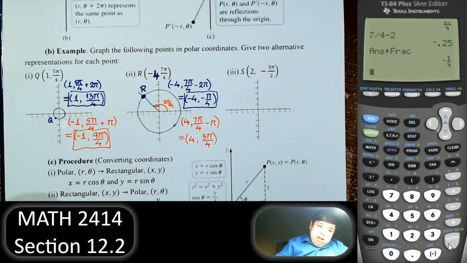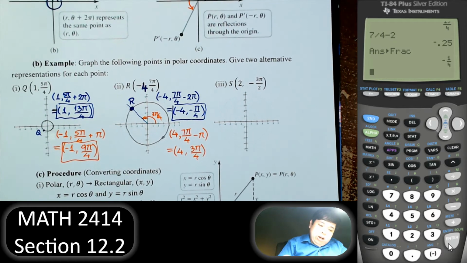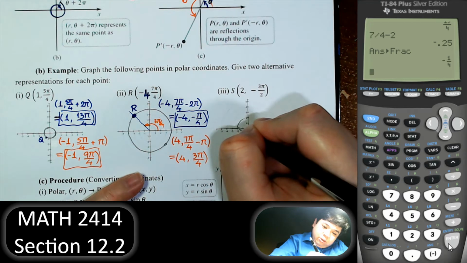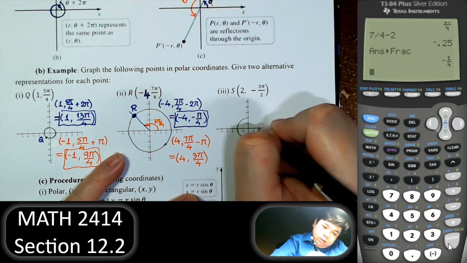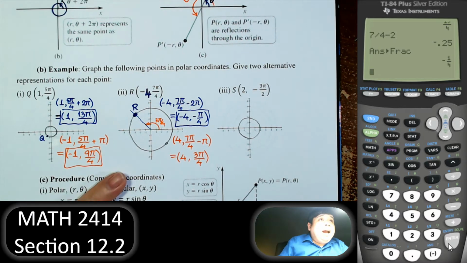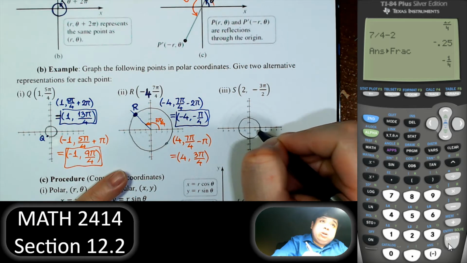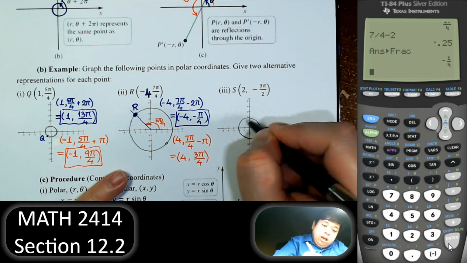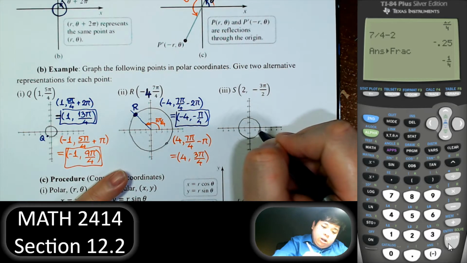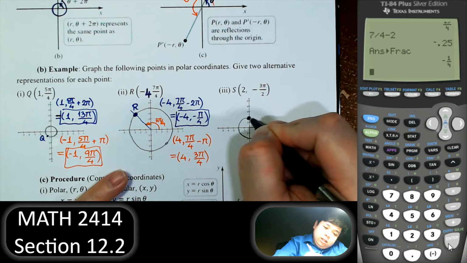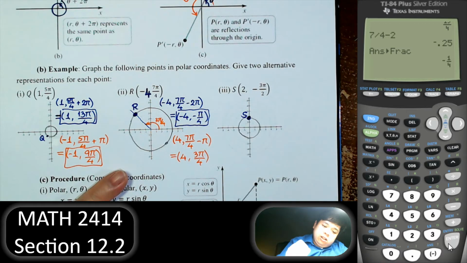Right. Next, 2 and negative 3 pi over 2. So this is the circle of radius 2. And we go to negative 3 pi over 2. 3 pi over 2 is like 270 degrees. 3 pi over 2 is there. But it is negative, so it goes clockwise. And we will stop here. So this is point S.